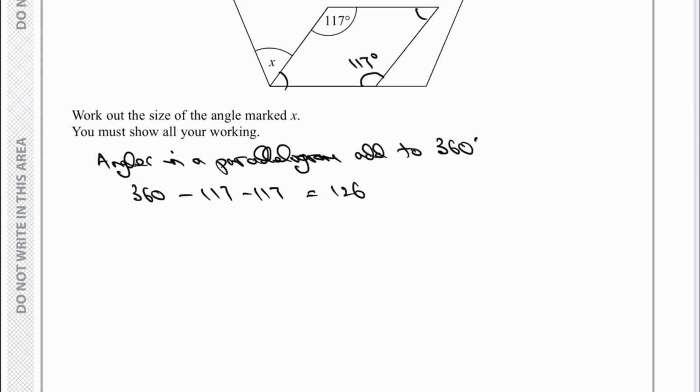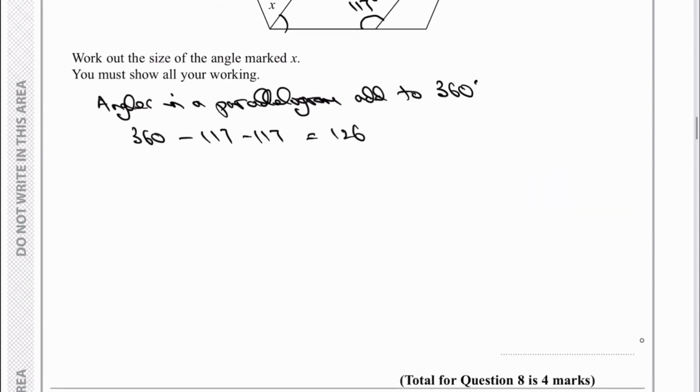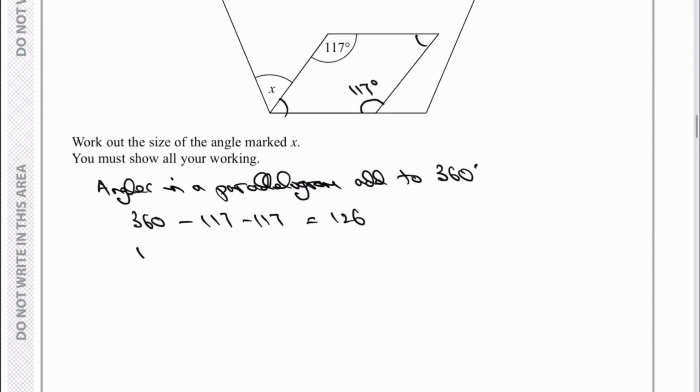Now again, they're both going to be the same, so 126 divided by 2 is going to mean that each of those angles is 63 degrees. So I know this one is 63 and this one is 63. Okay, so now let's have a look at the pentagon itself.